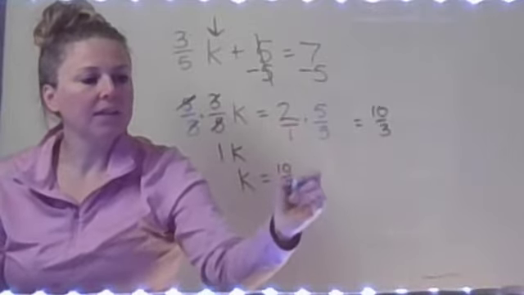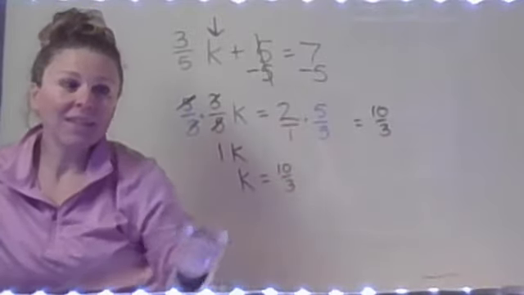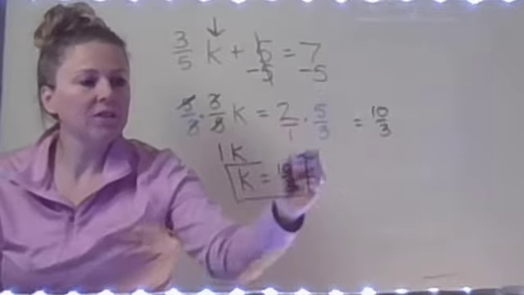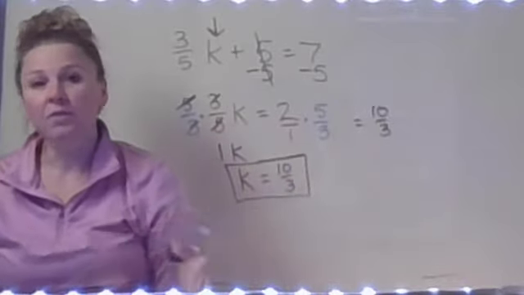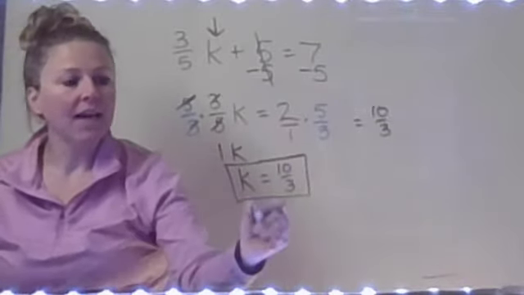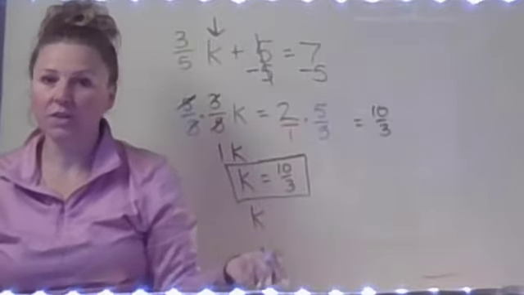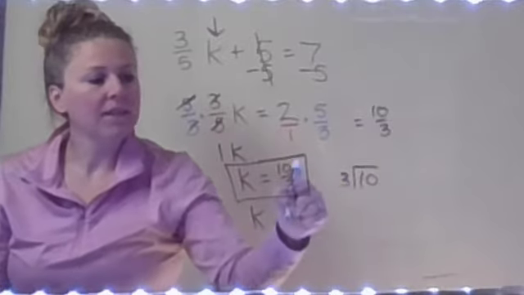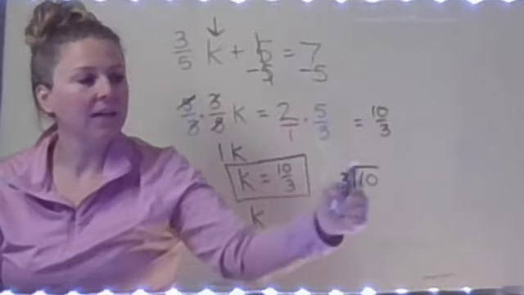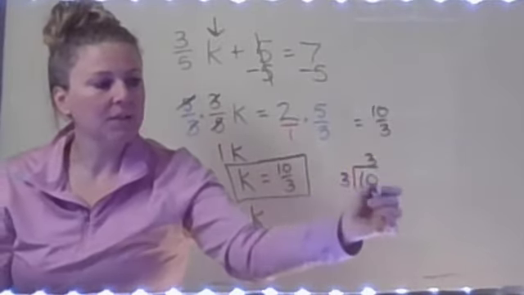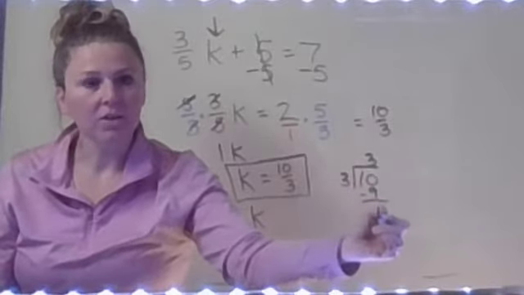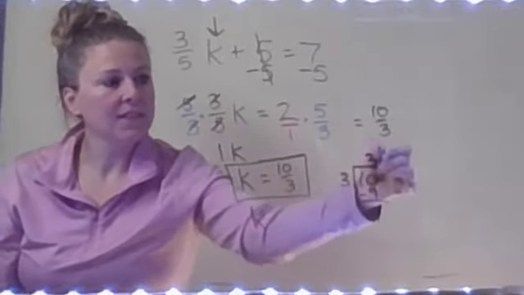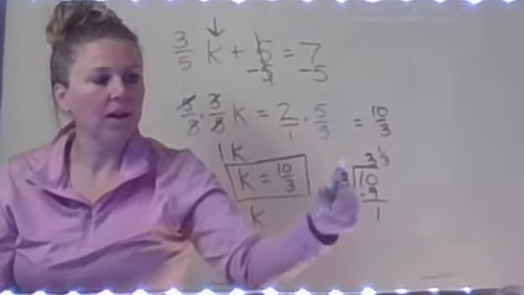So k equals 10/3. Now, I kind of like to leave my answers in improper fractions. I find them easier to work with. But if you're taking a multiple choice test and all of the answers are mixed numbers and you need to know what that is, just make sure that you can divide that out. So how many times does 3 go into 10? 3 times. 3 times 3 is 9 with 1 remainder. So 10/3 is the same as 3 and 1/3.